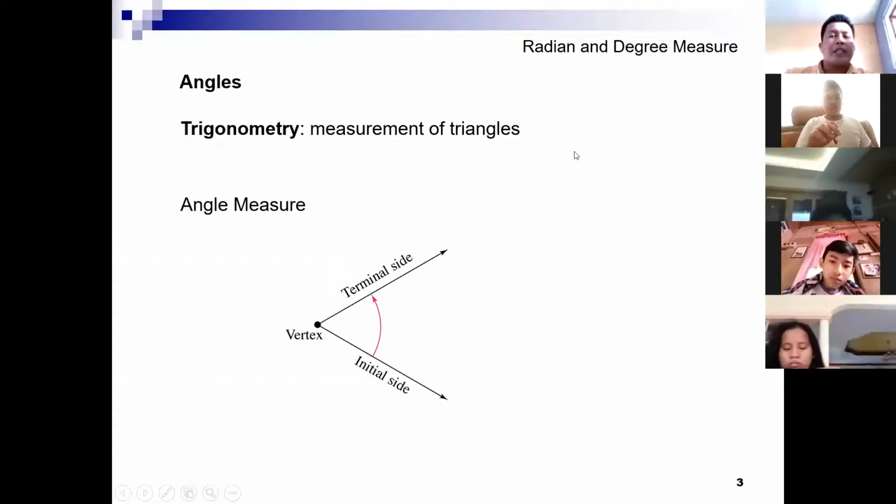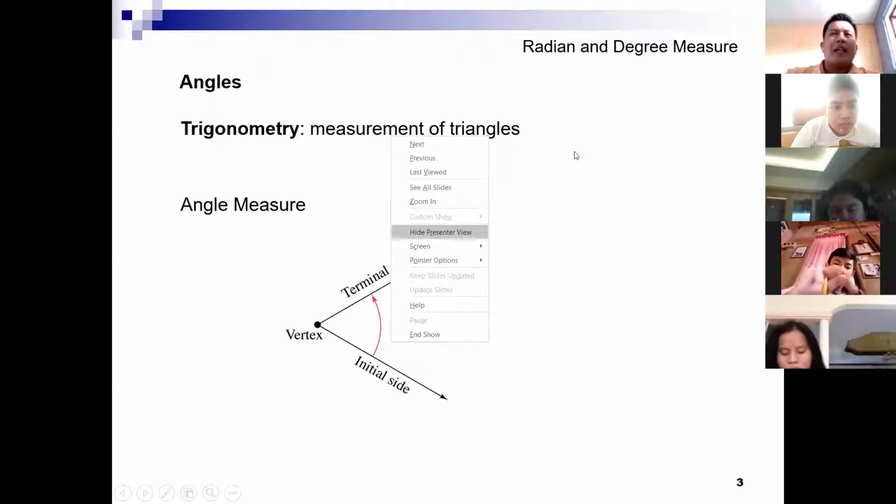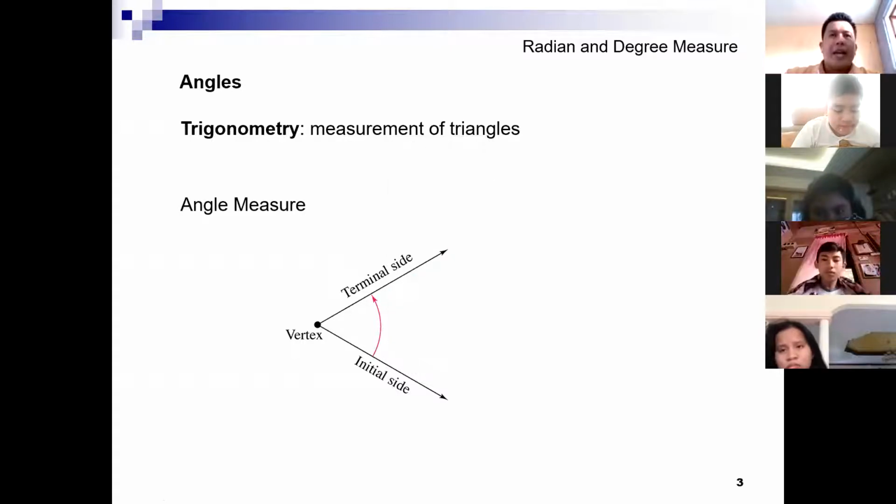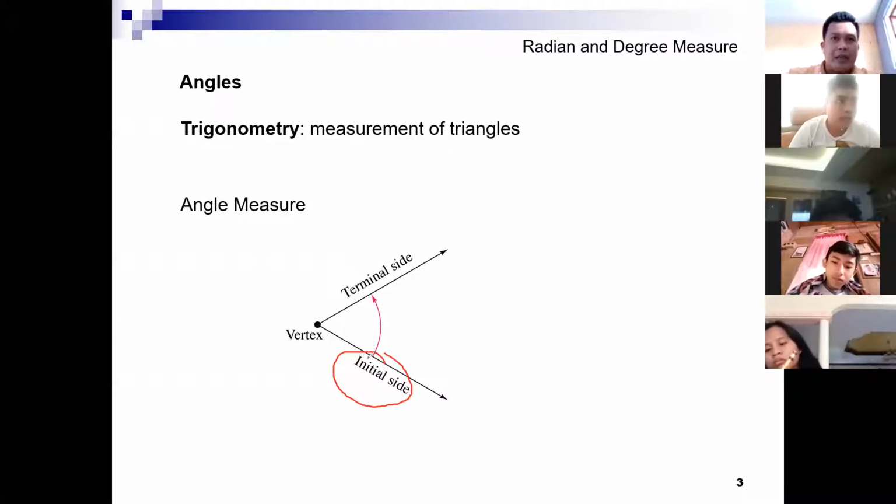Of course, an angle is defined as an intersection of two rays at its vertex. And in the trigonometry class, we have a so-called initial and terminal side. The initial side is where the angle is drawn, and the terminal side is where the angle terminates. This initial side and terminal side are the ones that will tell us where we start. So the initial side is the line to where we start.